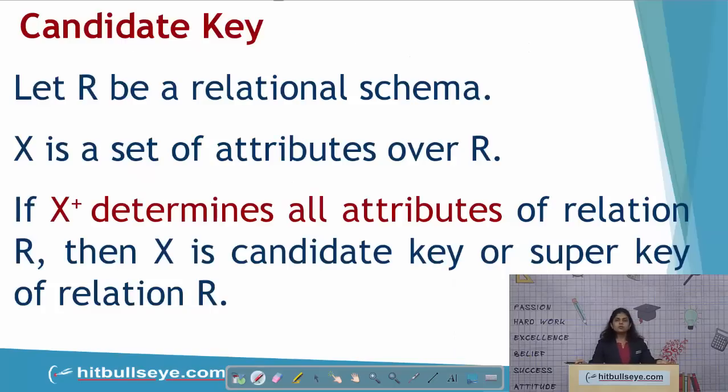So now let's see what is a candidate key and how the candidate keys are calculated. Currently we have understood what is attribute closure.